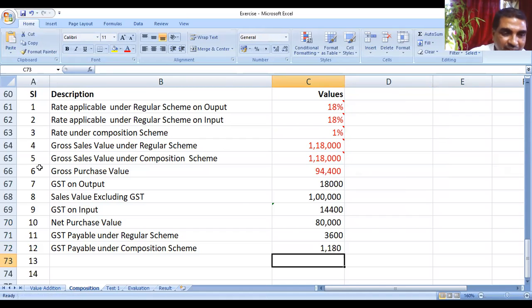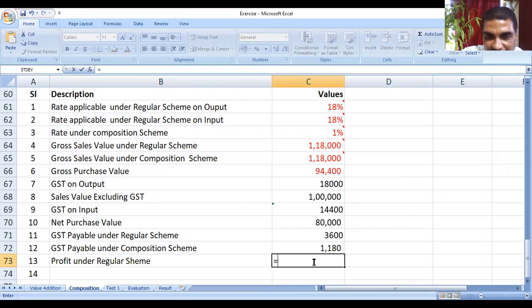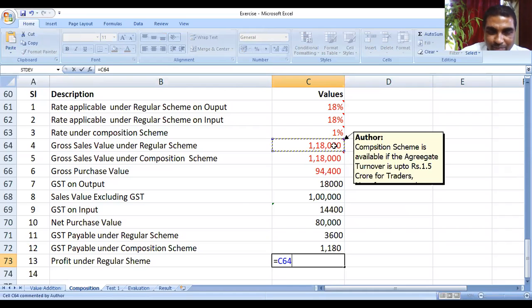Is it okay? Now tell me profit under regular scheme. Tell me what is the profit. Now here you tell me the formula. How to calculate profit under regular scheme? It is profit in absolute amount, not in percentage. Tell me how to calculate. Just give me the formula. What to do? What divided by? Gross sales value 1,18,000 minus gross purchase value minus GST on output.